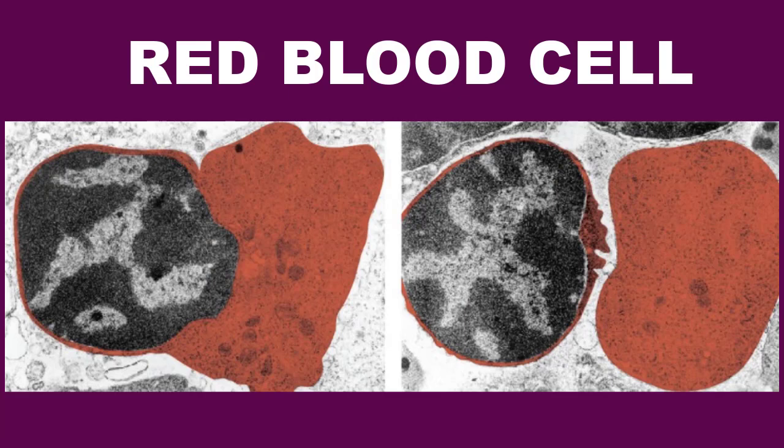This is a picture of a red blood cell extruding its nucleus. Mature red blood cells lack a nucleus. As they mature, erythroblasts extrude their nucleus, making room for more hemoglobin. The two panels here show an erythroblast before and after ejecting its nucleus, respectively.